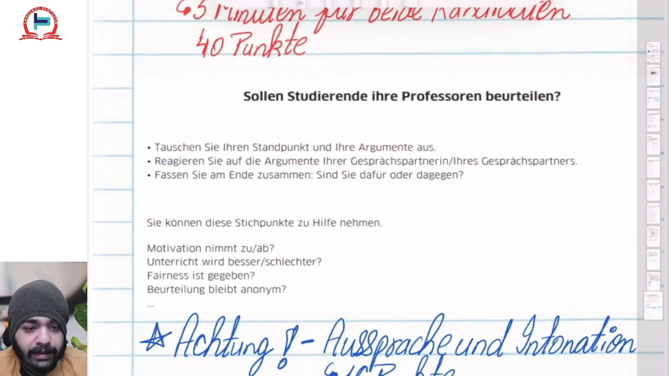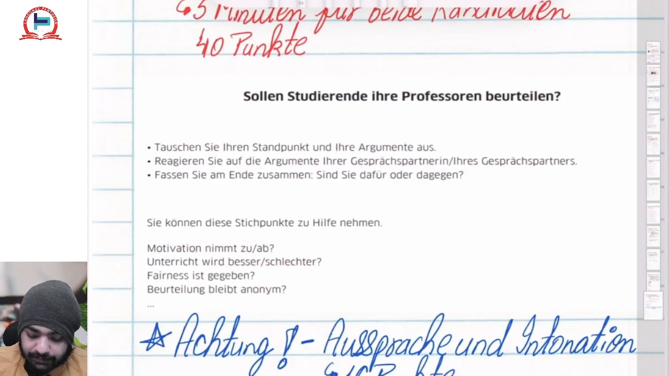One good thing about this part is that you get rough points which you don't have to, but you can take for help. Zum Beispiel, Motivation nimmt zu oder ab. Motivation increases or decreases. Unterricht wird besser, schlechter. The classroom becomes better or worse. Fairness ist gegeben, fairness is given. Oder Beurteilung bleibt anonym, or the judgment remains anonymous.